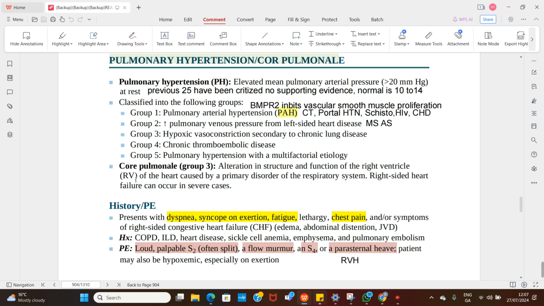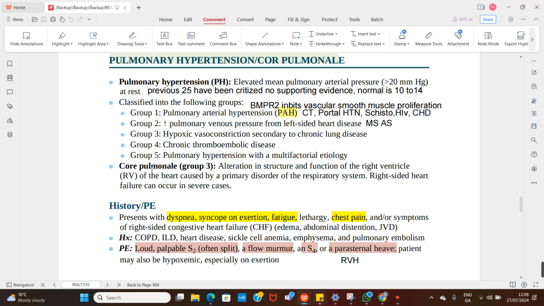Group 5. So there's something called cor pulmonale. So cor pulmonale just basically means there's a problem with the pulmonary vasculature, which is causing a remodeling of the right ventricle. That is what you need to make diagnosis of cor pulmonale. There must be a problem with the respiratory system, because if you look at the name cor pulmonale, there's a pulmonary component to the nomenclature. So there has to be a problem with the lungs. If there's right ventricular problem but there's no problem with the lungs, you cannot call that cor pulmonale.